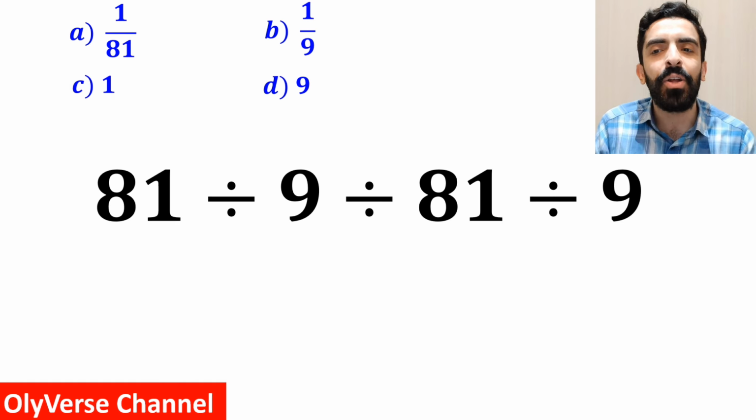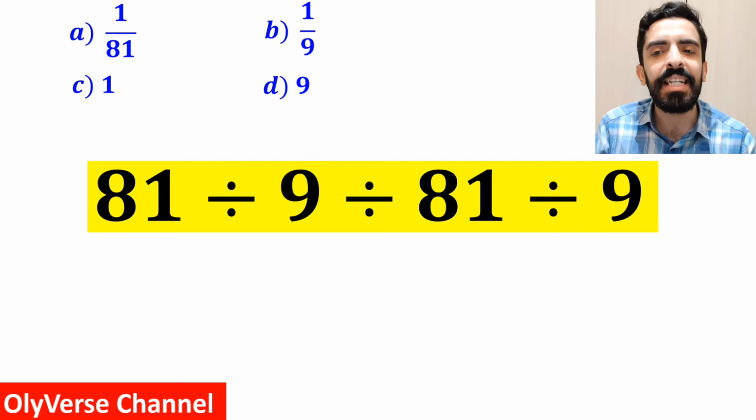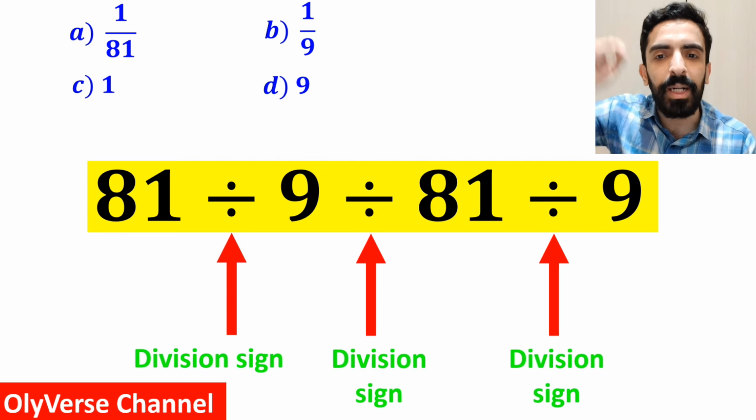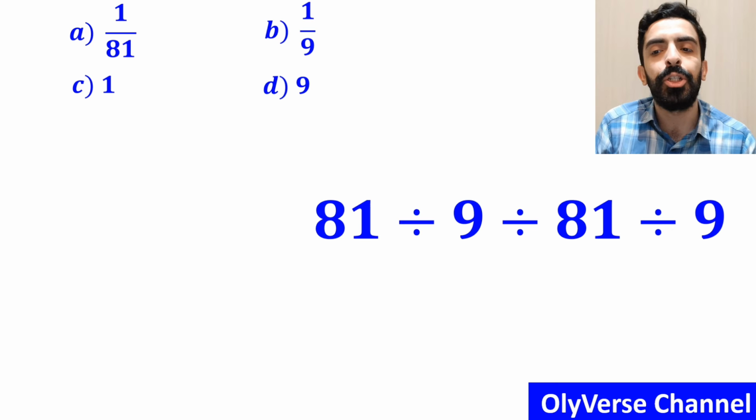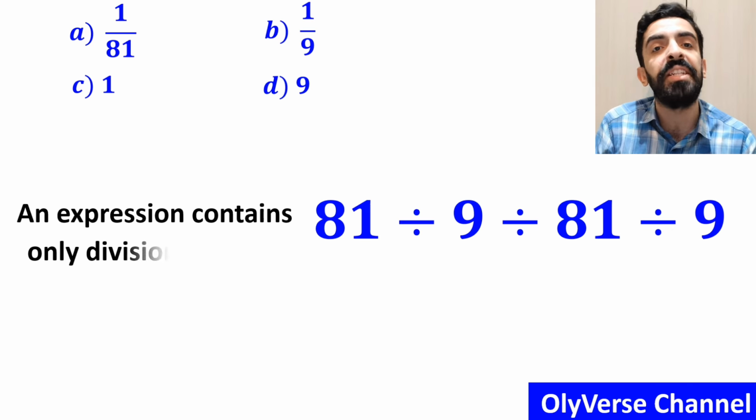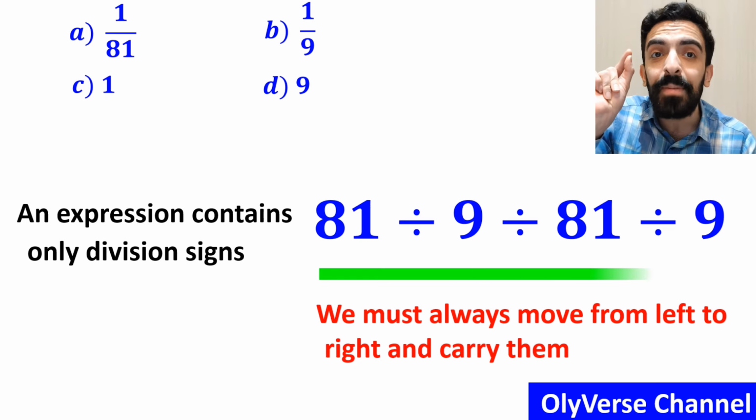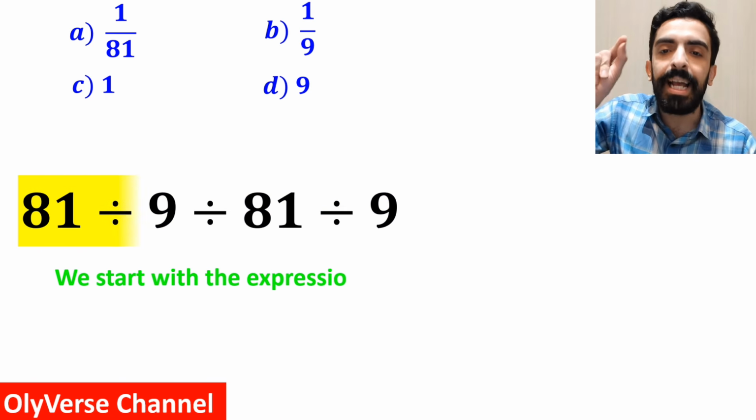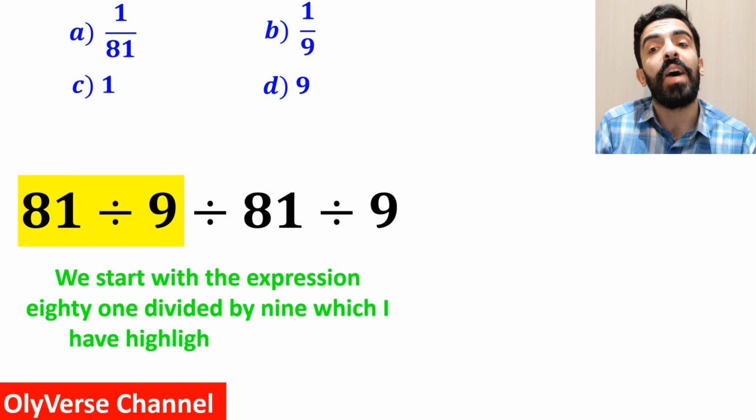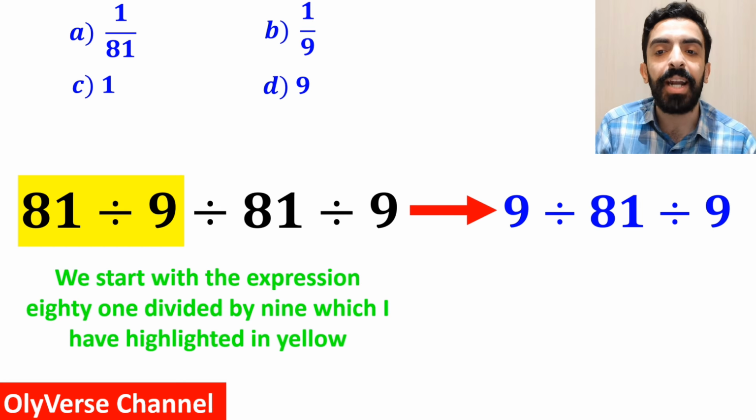Alright, now let me walk you through step by step how to solve this expression properly. As you can see on the screen, in this expression, we have 3 division signs. It's very important to note that when an expression contains only division signs, we must always move from left to right and carry them out in order. So, first we start with the expression 81 divided by 9, which I have highlighted in yellow. And instead of this expression, we can write 9 divided by 81, then divided by 9.